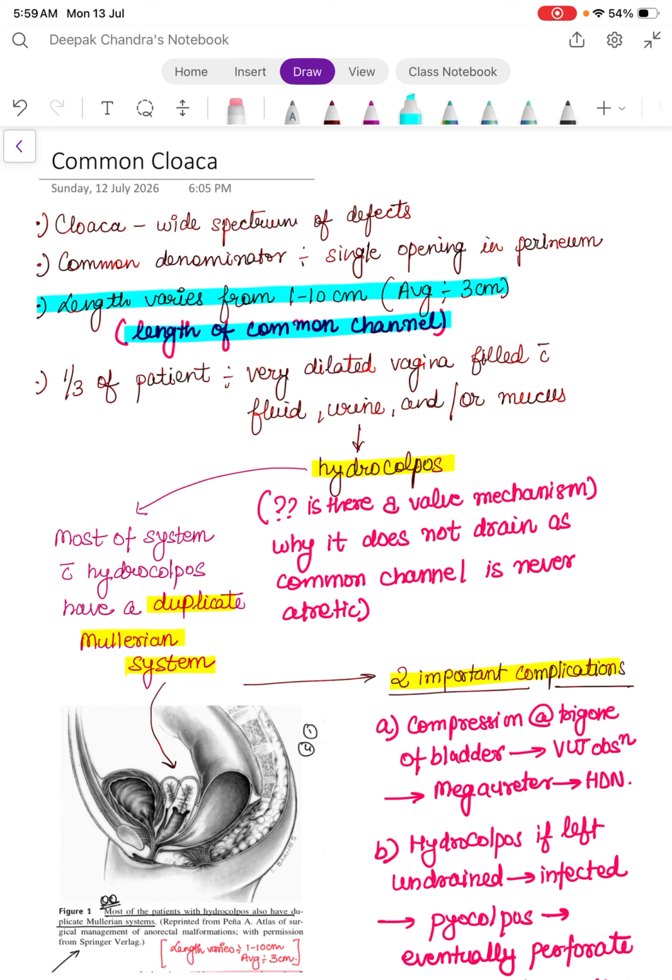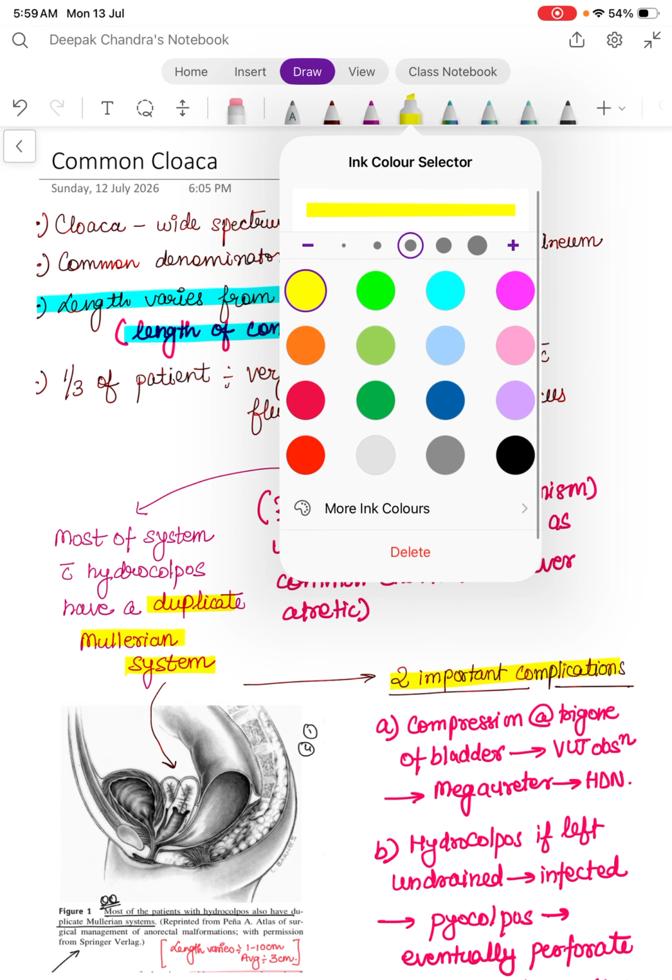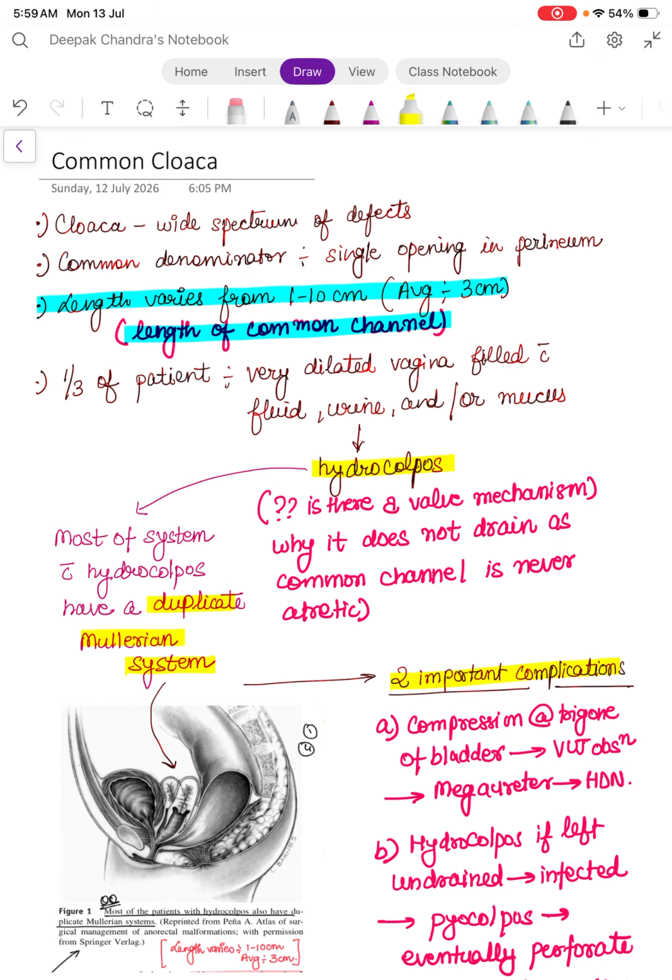So cloaca is a wide spectrum of defects, as we know, in which there is a common denominator. We can say that is a single opening in the perineum. The common channel length varies from 1 to 10 centimeter, and on average it is around 3 centimeter, which is seen in most of the cases.